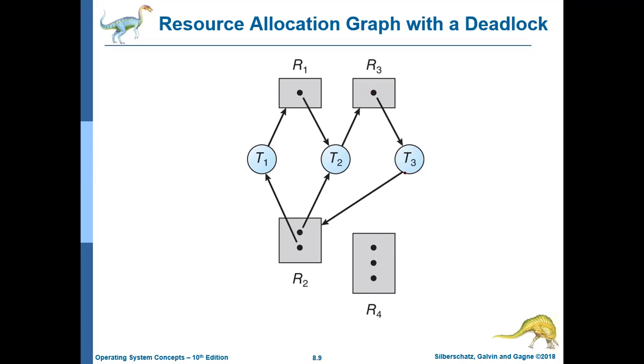Now T3 is having this R3. T3 requires one instance of R2, but two instances of R2 are there. Both of these are already allocated to T1 and T2. We cannot give any instance to T3. So T3 will also not run. T1, T2 and T3, all three processes will not run because we cannot provide the required resources to any of them.